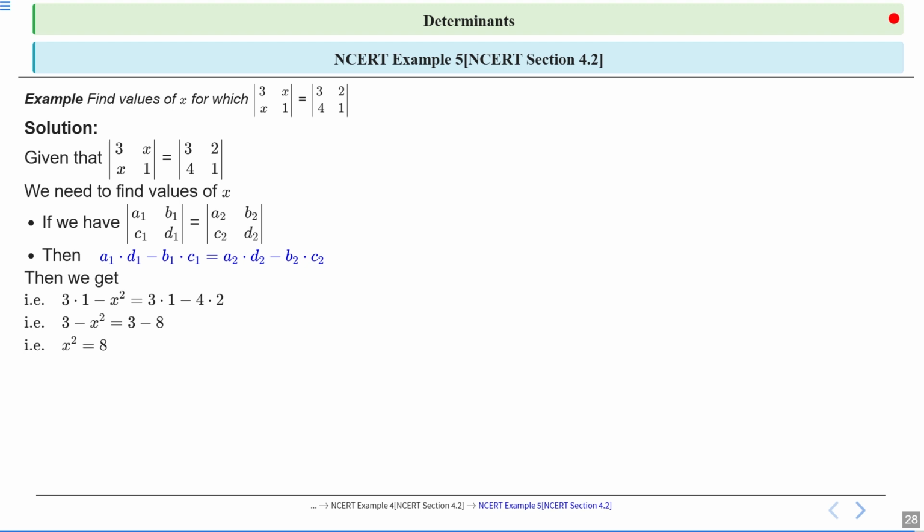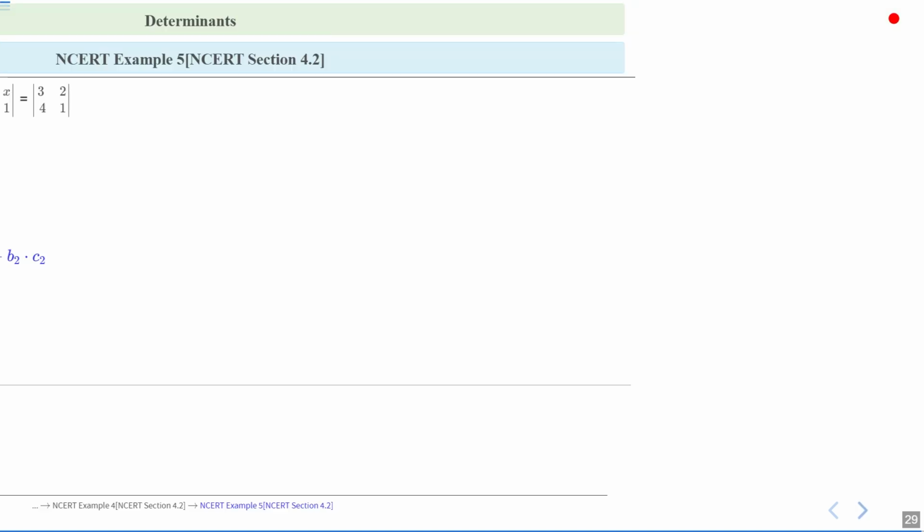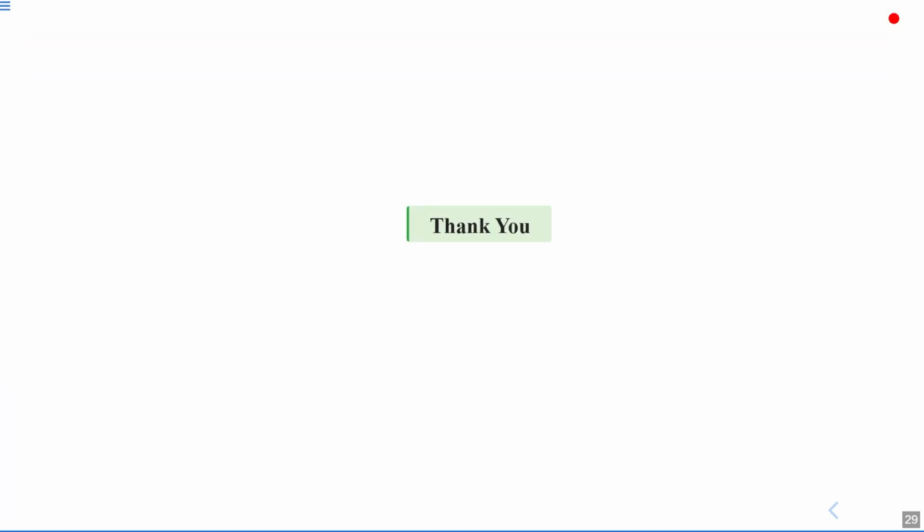That is, x square is equal to 8. So now we take the square to the other side, and we get the square root of 8. So the square root of 8 is equal to plus minus 2 root 2. That is the value of x. Okay. So in today's class, we learned how to calculate the determinant of order 1, order 2 and order 3. Okay. Thank you.